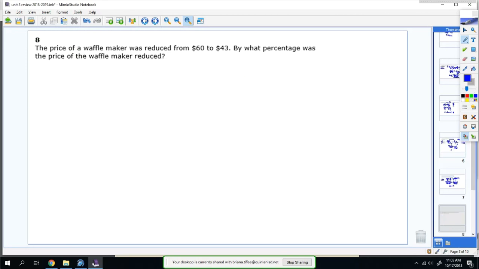Number 8, the price of a waffle maker was reduced from $60 to $43. By what percentage was the price of the waffle maker reduced by? So it's reduced or decreased. So you have to find the difference. So you have to do 60 minus 43, which is 17. So you're going to put 17 over the original amount of $60.